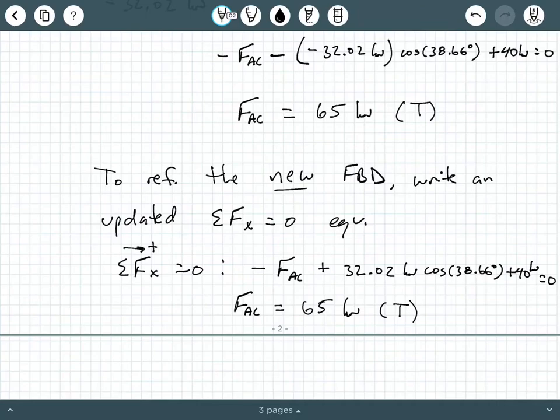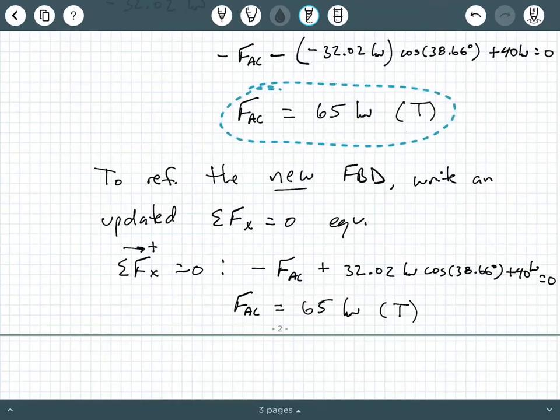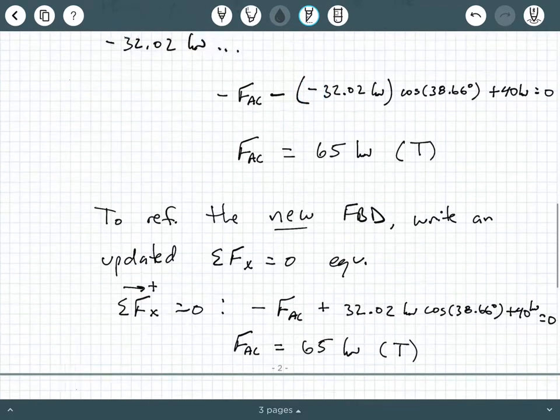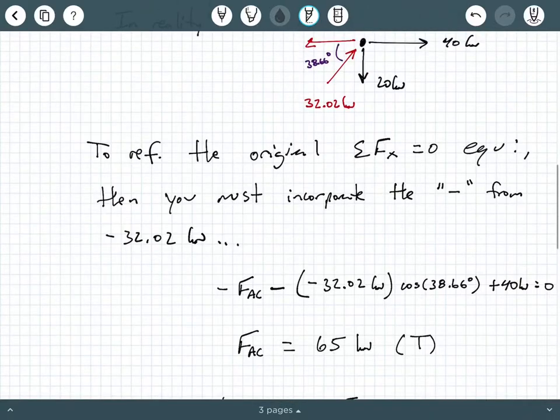Now, you do not have to do both of these calculations, okay? You don't need to analyze the old free body diagram and then reanalyze the new free body diagram like I did here. I showed both of these calculations just to show you that there are two ways of doing it, okay? But you need to be careful what you're looking at, and you need to substitute in a negative if you're looking at the original free body diagram. So just be very careful there, all right?